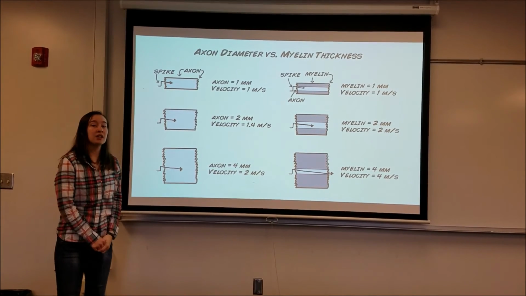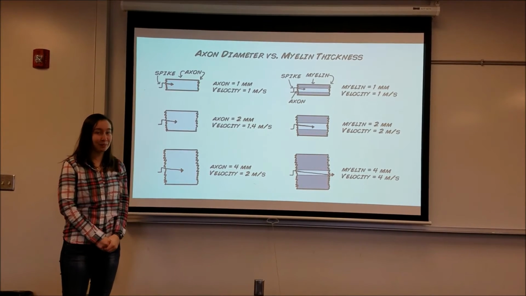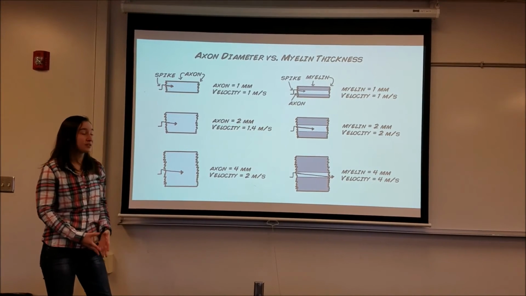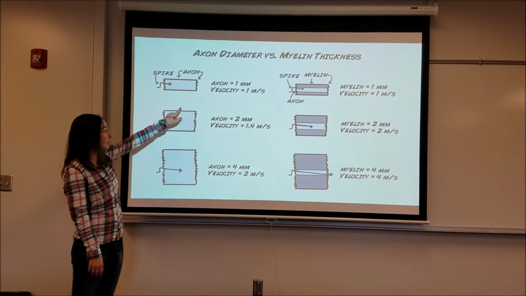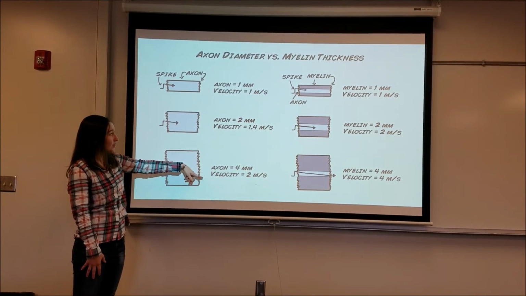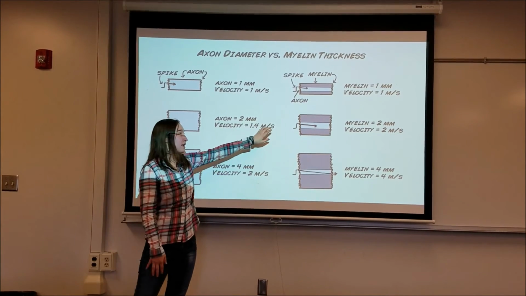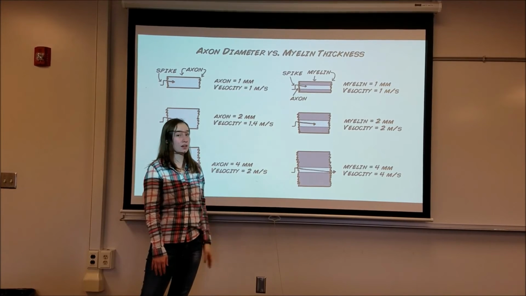And so earlier we talked about myelin, and so an earthworm's axons are myelinated. And so this is showing the comparison between the axon size and the myelin thickness with the earthworm. So here you can see that as the axon diameter increases, the velocity also increases, and the same is true for as the myelin thickness increases, the velocity also increases.